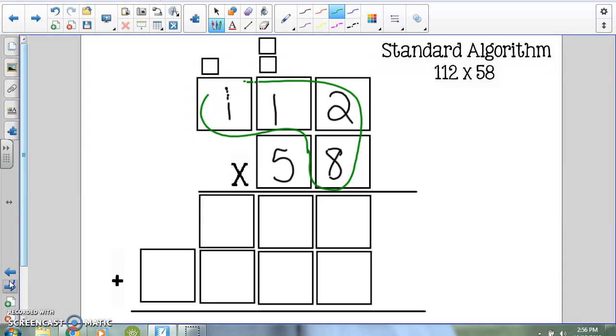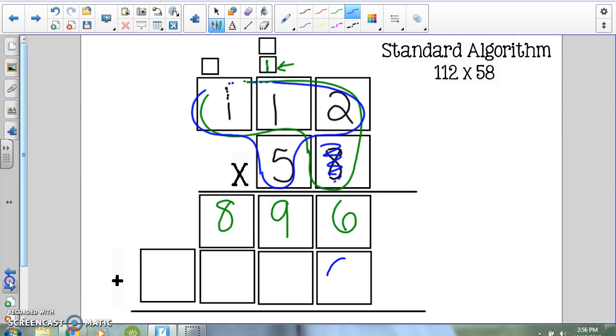So 8 times 2 is 16. We're going to put our 6 and carry our 1. 8 times 1 is 8, but we cannot forget to add our 1, which makes 9. And 8 times 1 again is 8. So now we're moving from our 1's place to our 10's place. And we have to put a 0 to hold the place.